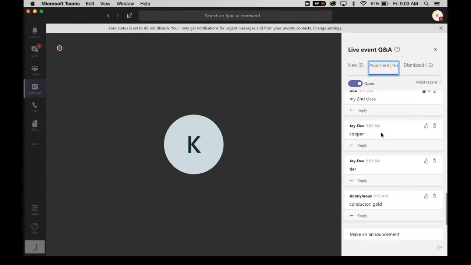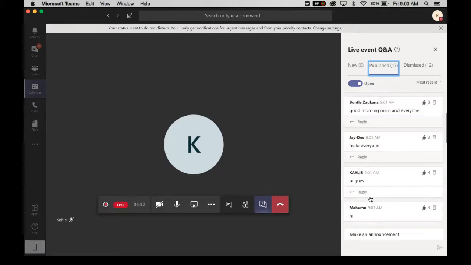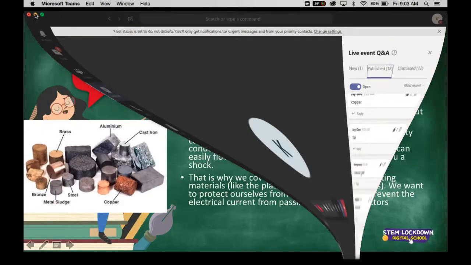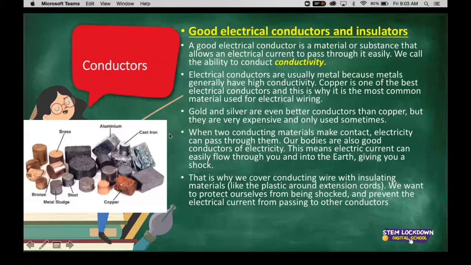All right, I see Anonymous says a conductor is gold. JD's giving me copper. That's a very good conductor, very good. Anything else that we have? What about a couple insulators? All right, Anonymous, an insulator is plastic. Very, very good. So a lot of you still do remember the differences between a conductor and an insulator.